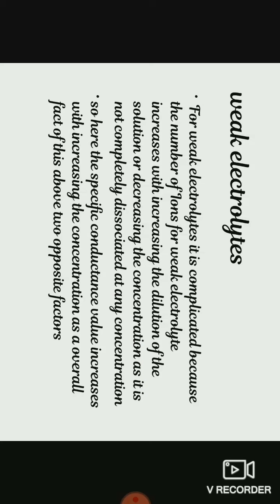Next, weak electrolyte solutions. Now there is something complicated for the weak electrolyte solution, because for the weak electrolyte, on dilution, the number of ions increases, as weak electrolytes are not completely dissociated at any concentration. So there are two opposite factors. With dilution, the number of ions per unit volume may decrease, and at the same time for the weak electrolytic solution, the number of ions per unit volume increases due to dissociation.